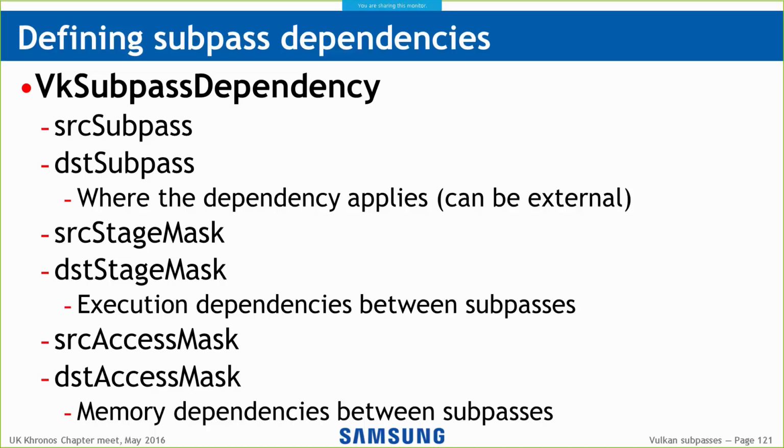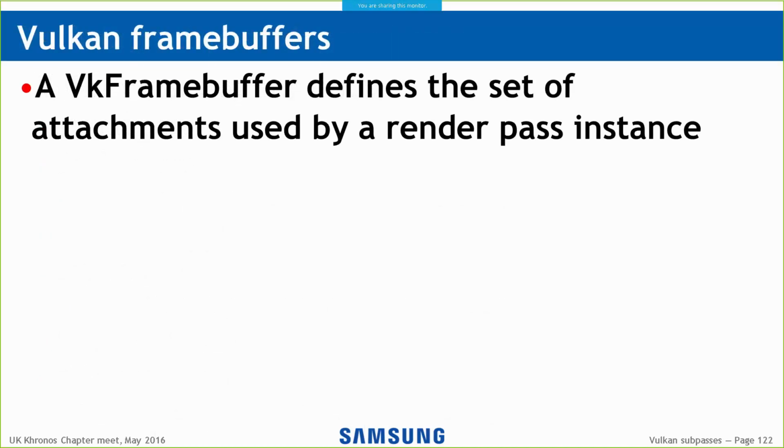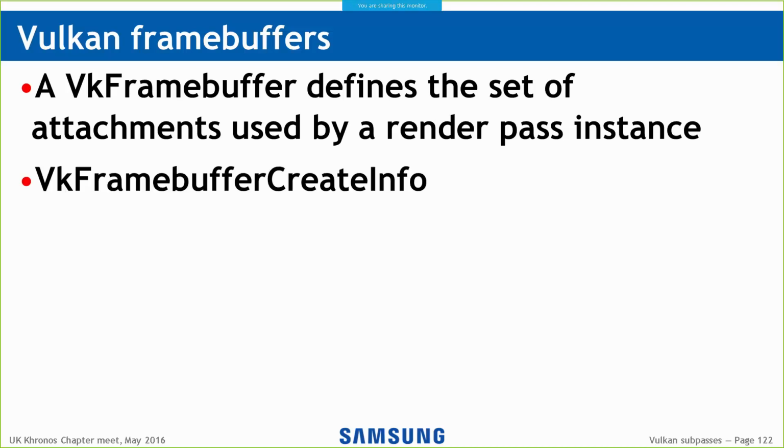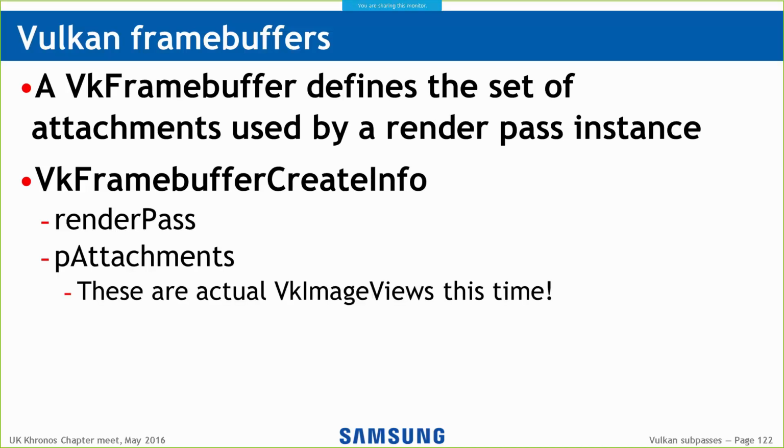So we've created our render pass. To actually use it, we need a framebuffer, and a framebuffer includes the attachments, the real attachments this time, the image views that are going to be written to in the subpass. So there's a create info again, and it has the render pass to say what you're working with, and a list of attachments that are associated with it. And there's also a size specified at this point.